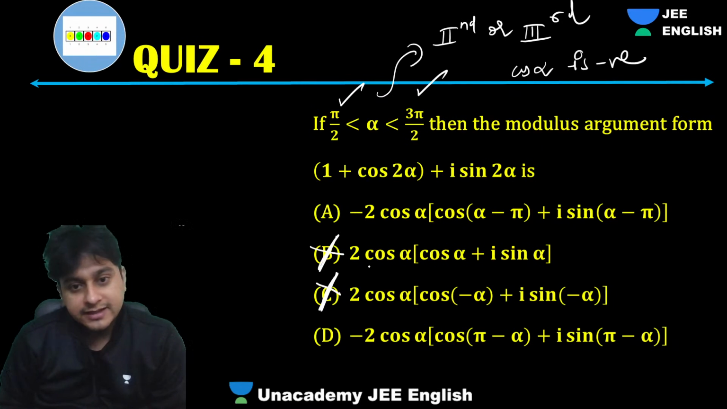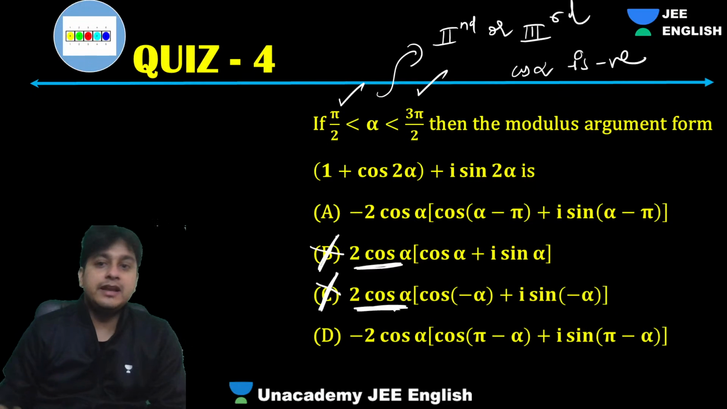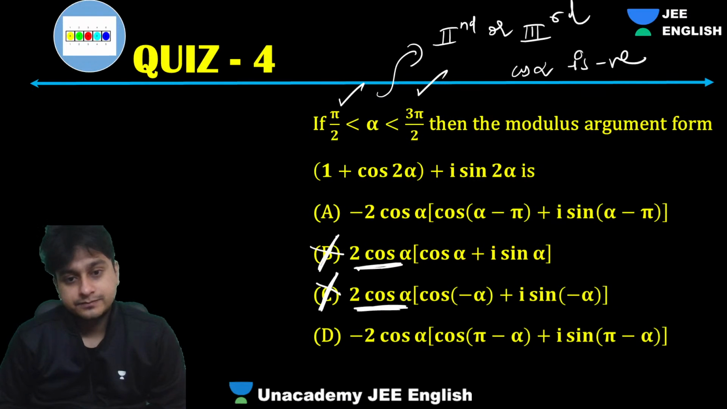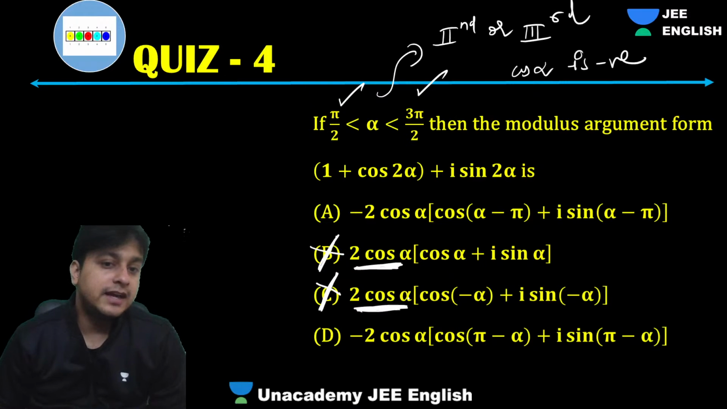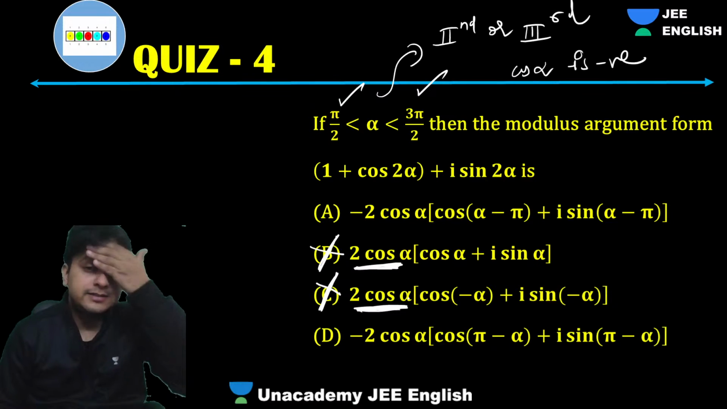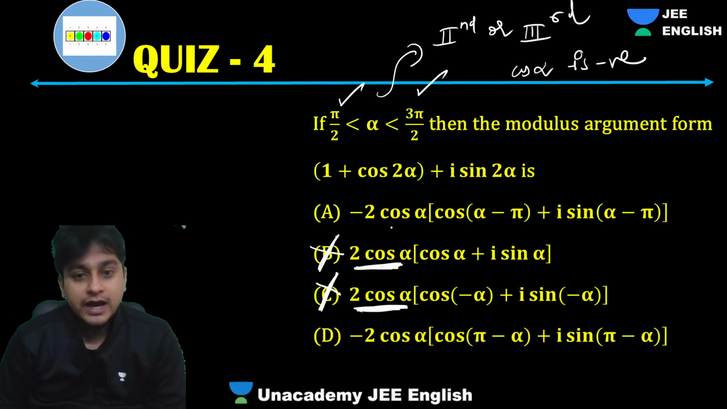Why? Because your modulus Z can never be negative. Mod Z can't be negative, right? 2 cos alpha cannot be negative. That's the very simple reason. So it will be either option A or D. Now let's see how we can get it.